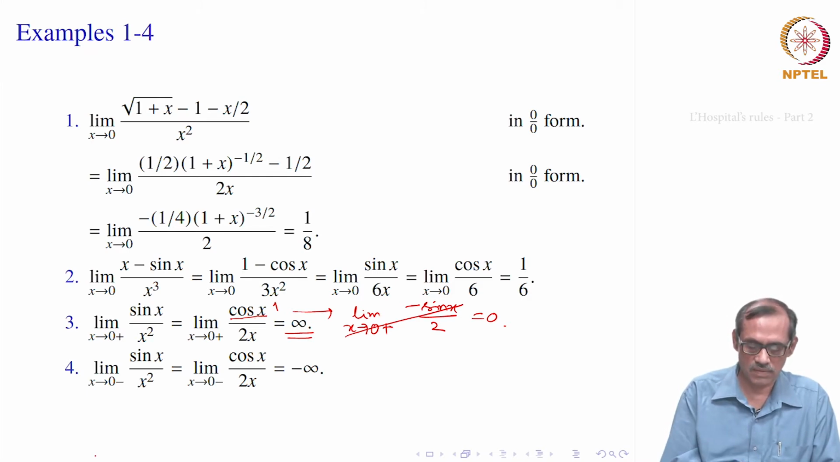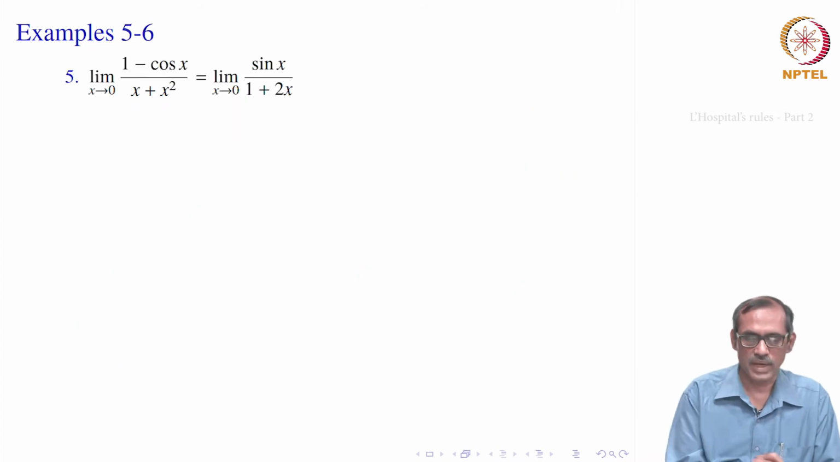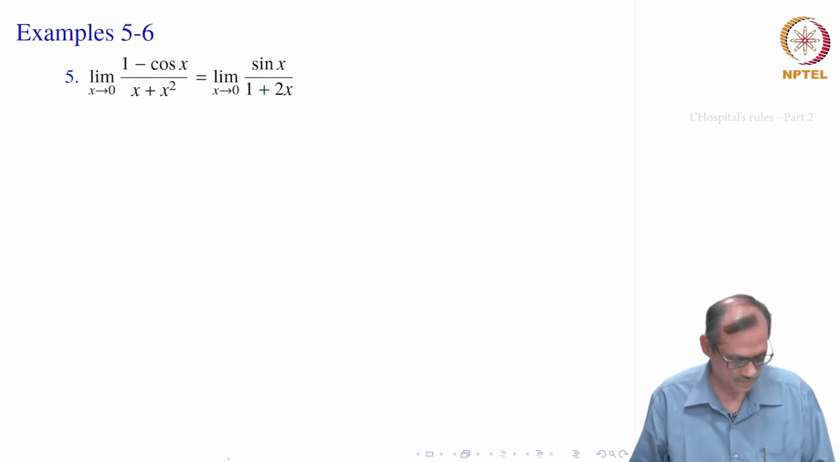Now, let us see the fourth one. The fourth one is similar to that. We have sin x by x squared, that is in 0 by 0 form, that gives cosine x by 2x, x goes to 0 minus. So, when x is negative, cosine x of course is 1, this gives negative. So, it becomes minus infinity. So, the limit as x goes to 0 of sin x by x squared does not exist, neither even infinity nor even minus infinity. Okay. So, let us see the fifth one.